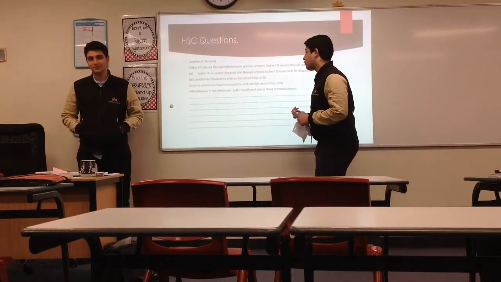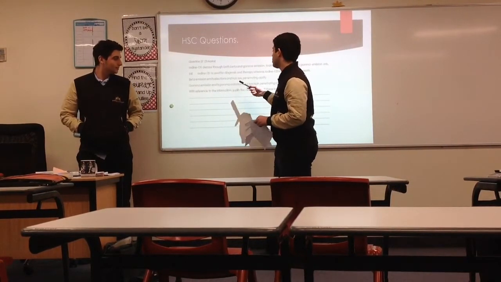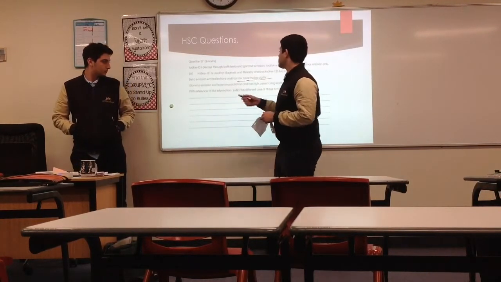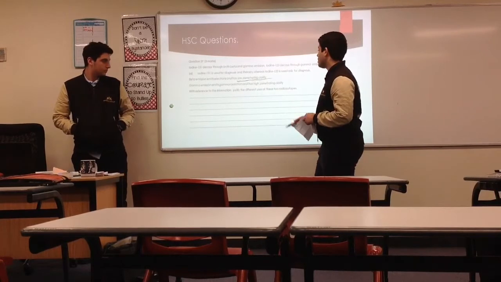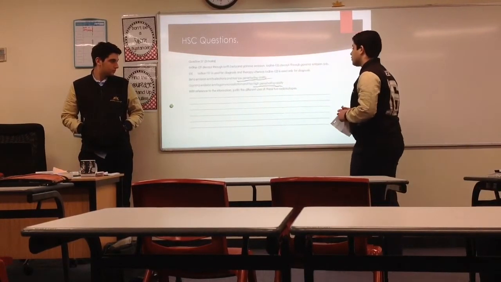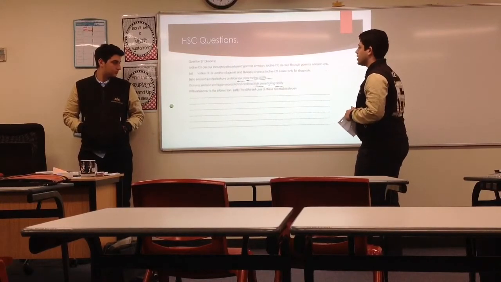They give us some information, which is that beta emission emits electrons and has low penetrating ability, and gamma emission emits gamma radiation and has high penetrating ability. Now, with reference to the information, justify the different uses of these radioisotopes.